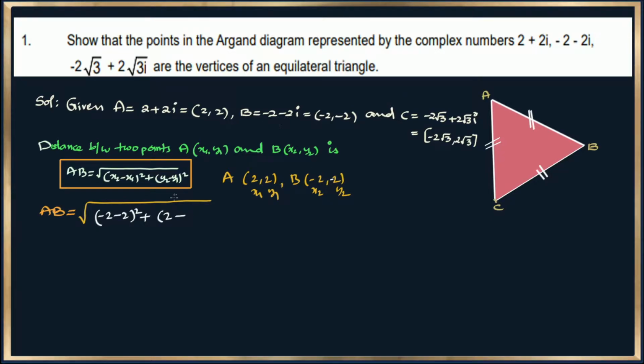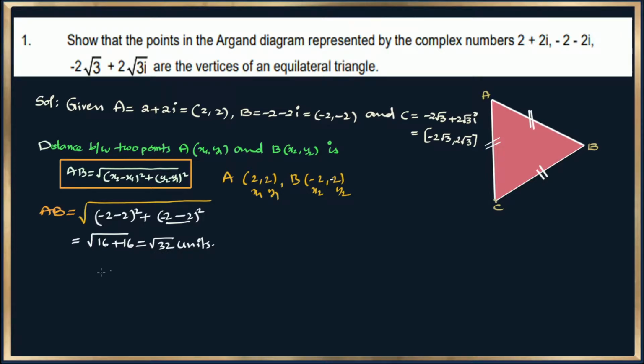So minus 2 minus 2 is minus 4, whole square is 16. Again minus 2 minus 2 is minus 4, whole square is 16. 16 plus 16 is 32. Therefore the distance AB is root 32 units.